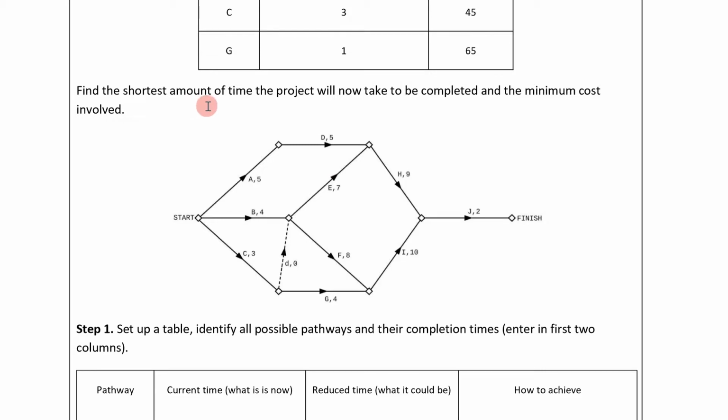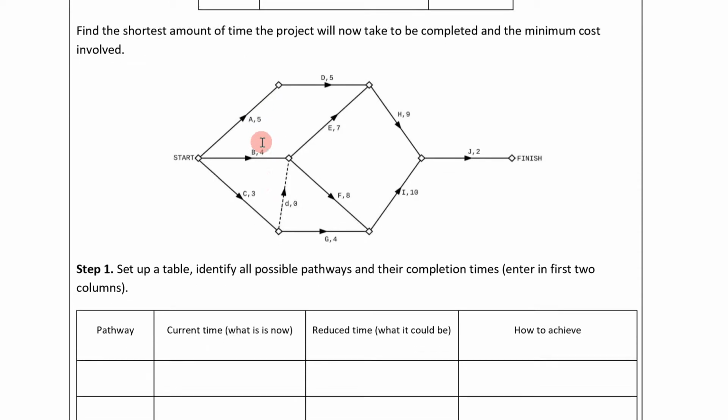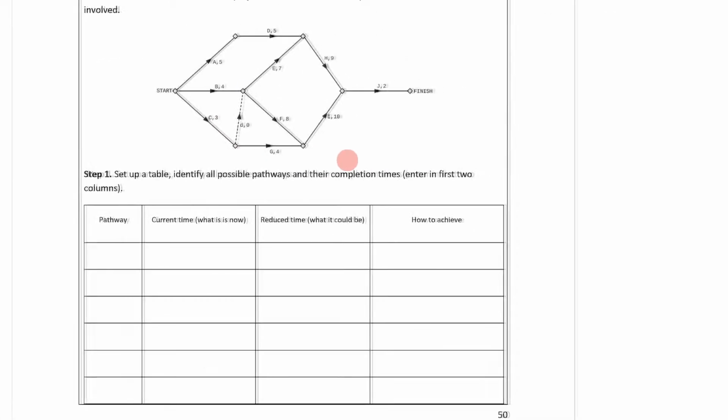So it says find the shortest amount of time the project will now take to be completed and the minimum cost involved. All right. Step 1, set up the table and identify all the possible pathways and their completion times. Enter in the first 2 columns. So what we're going to do here is just identify all the different ways we can complete this.